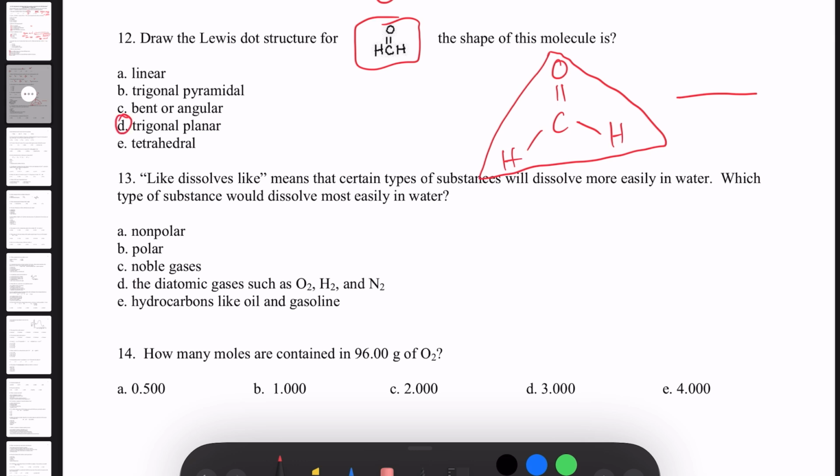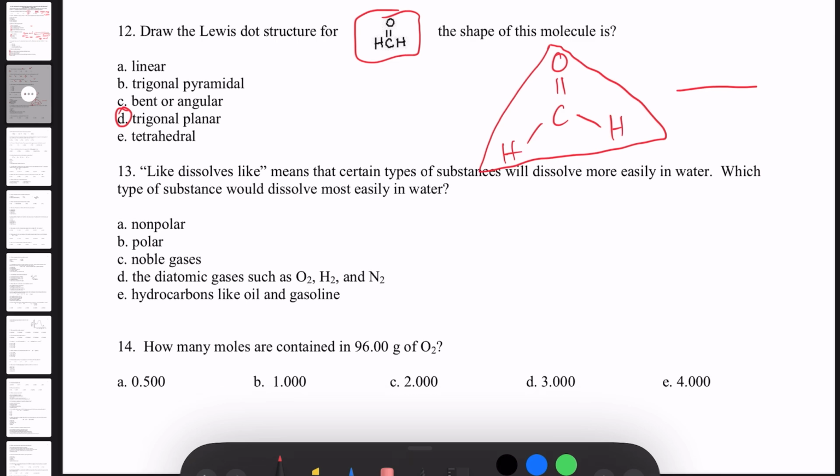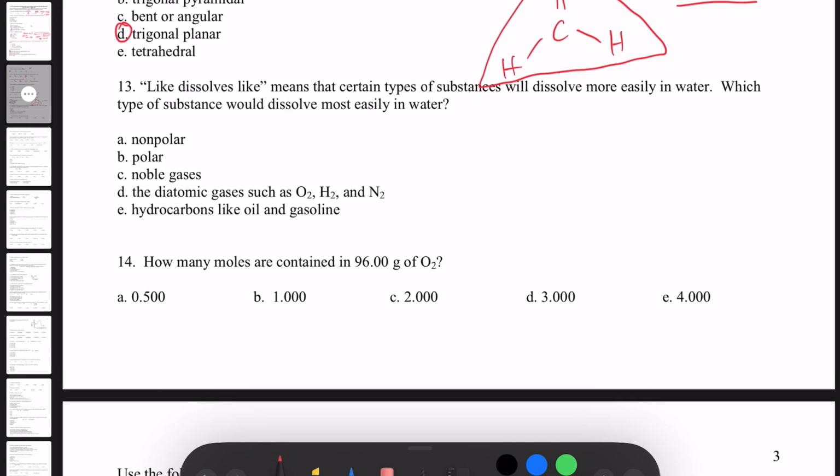I know that might seem confusing right now, but there's going to be a video on it later on. This question is also for another video. It's about dissolving and polar and nonpolar molecules, but water will dissolve polar molecules very easily, and we'll go over that later on.